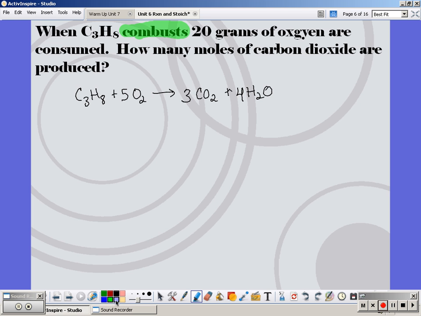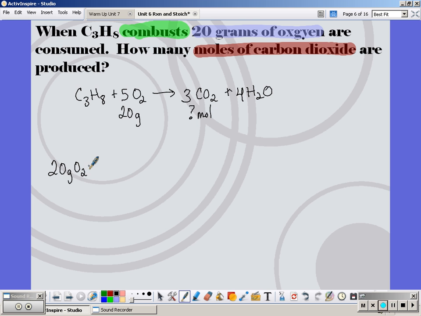20 grams of oxygen is my given, and my unknown, how many moles of carbon dioxide? So underneath oxygen, I'm going to put 20 grams, and under carbon dioxide, I'm going to put question mark moles. So I start with 20 grams of O2. First thing I want to do is convert the grams to moles. So I'd put moles on the top.